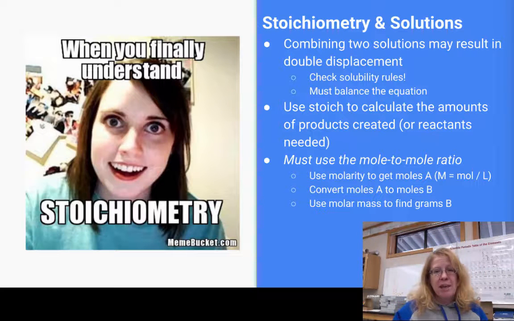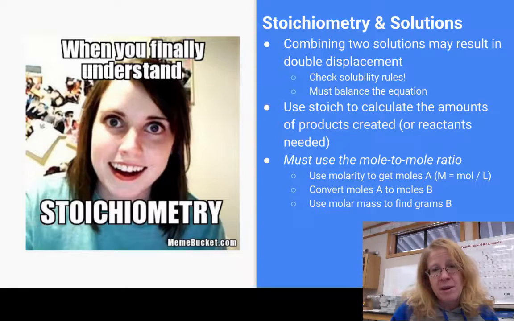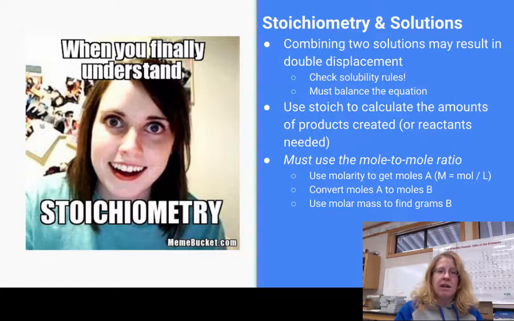Again, you're going to use that stoichiometry. It's that mole-to-mole ratio. You've got to have that balanced equation. And then the only thing is, what do I need to do to get to the moles? In this case, we're going to start with molarity information, concentration, to be able to calculate the number of moles. And then usually we're doing something at the end to convert it back to grams or something else like that.